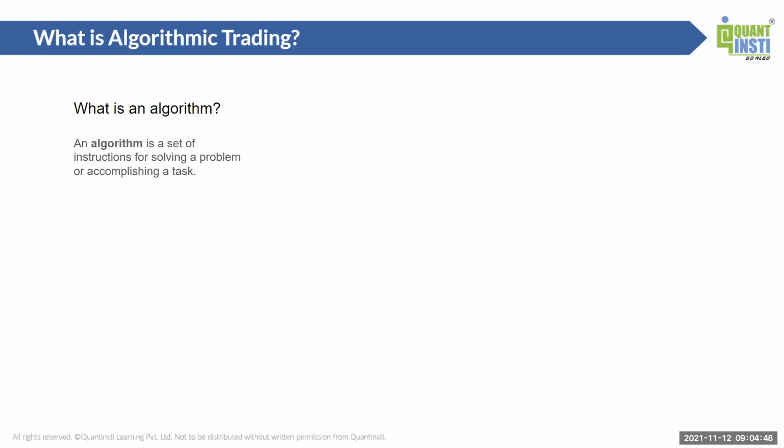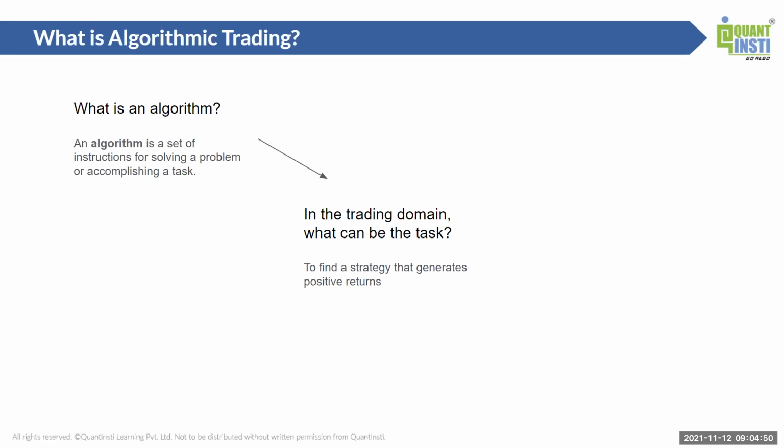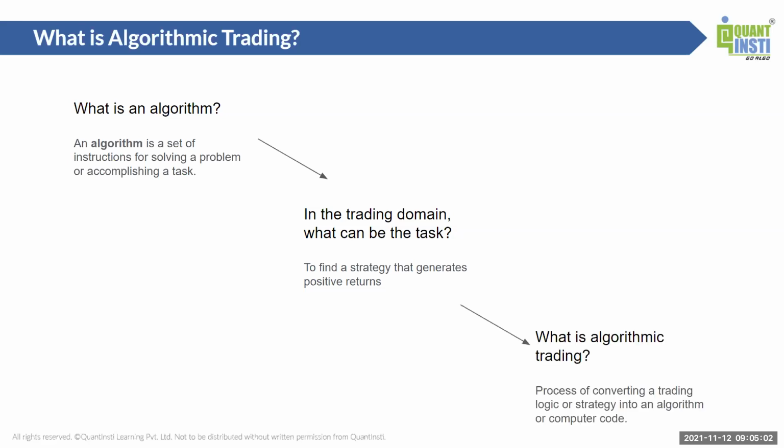But when it comes to the trading domain, what can be the task? In simple terms, again, find a strategy that generates positive returns. So that can be a task. So summing up, then what is algorithmic trading? So it is simply a process of converting a trading logic or strategy into an algorithm or computer code.